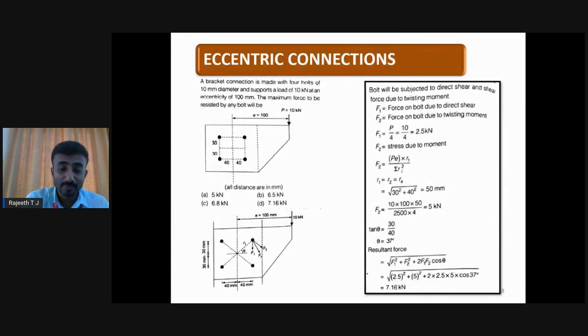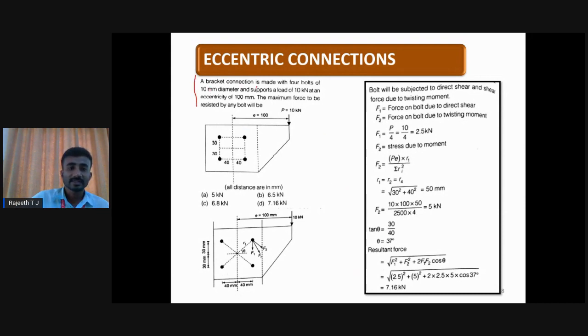Now the important problems on bolted connections. Why important? These same types of connections are asked for 2 marks in previous year question papers. If you observe, they frequently ask these types of questions. So we will discuss this first problem in detail. We will read the problem now.